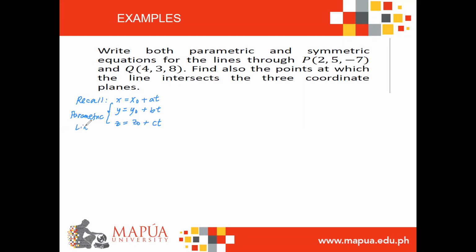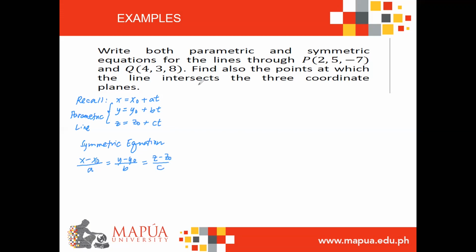Then we have the symmetric equation of your line L. For the symmetric equation of your line L, we have the formula, which is x minus x sub 0 over a is equal to y minus y sub 0 over b is equal to z minus z sub 0 over c.